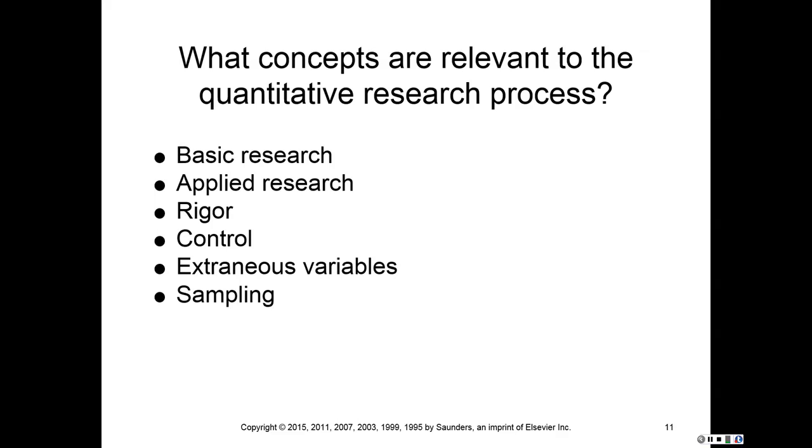Sampling is referred to as either random sampling or non-random. In non-random, there's no attempt to try to apply control here. Okay, so random sampling means that everybody who is selected to participate in the study has an equal chance of being in either the experimental group or the control group.